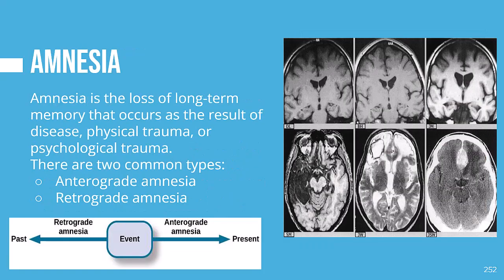Amnesia is the loss of long-term memory that occurs as a result of a disease, physical trauma, or psychological trauma. There are 2 common types of amnesia: anterograde amnesia and retrograde amnesia. Anterograde amnesia is the inability to remember new information after the point of trauma. In these situations, the hippocampus is usually affected. The trauma to the hippocampus causes inability of the brain to transfer information from short-term memory to long-term memory. Retrograde amnesia is the loss of memory, partial or complete, for events that happened prior to the trauma.